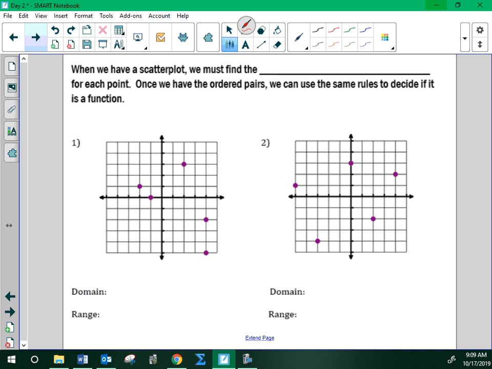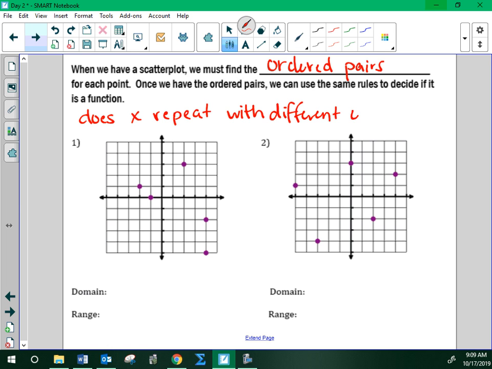Alright, so when we have a scatter plot, we must find the ordered pairs for each point. Once we have the ordered pairs, we can use the same rules to decide if it is a function. So again, we're looking to see, does x repeat? And if it repeats, does it have different y's? So does x repeat with different y values? So we're going to want to write out our ordered pairs and then just check to see if anything repeated. Alright, so I'm just going to write them off to the side here.